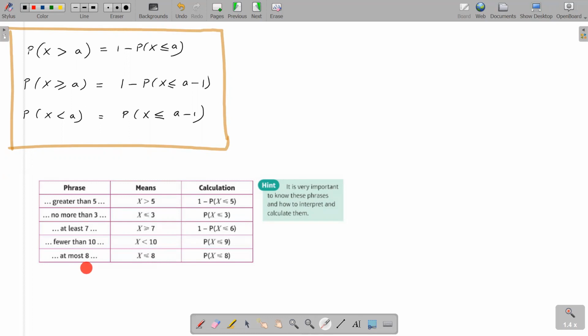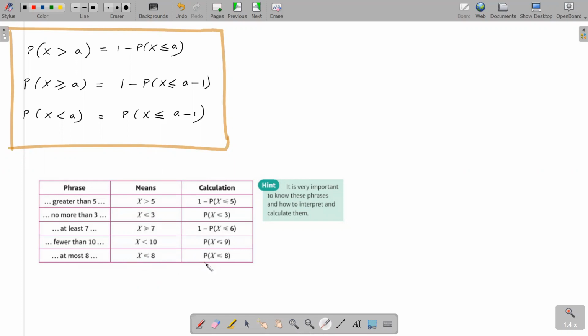What do you mean by at most 8? At most 8 means the highest value you can get here is 8. The highest is 8 and it could be lower than 8. So that's why x is less than or equal to 8. Do we need to apply any conversion to work with x less than or equal to 8? No. The table is directly made for these kinds of probabilities, so you can directly go for it.